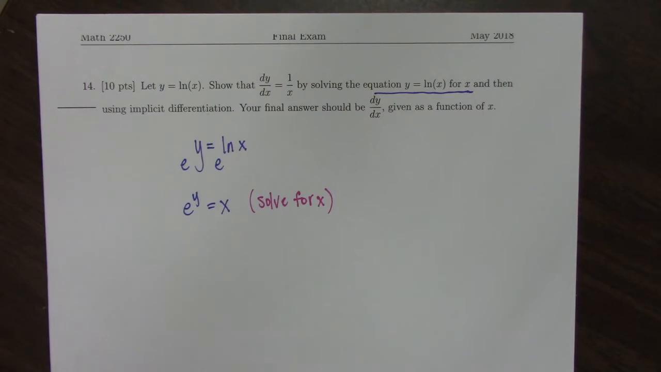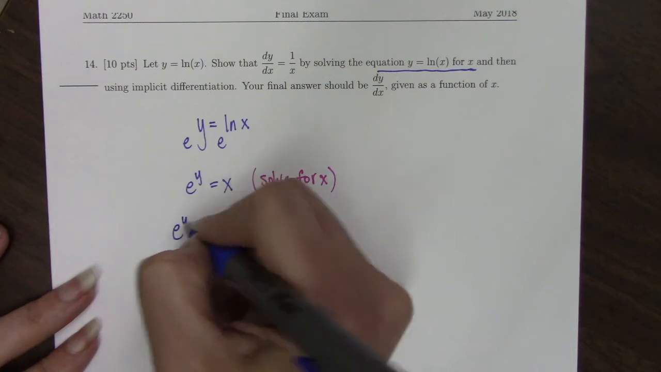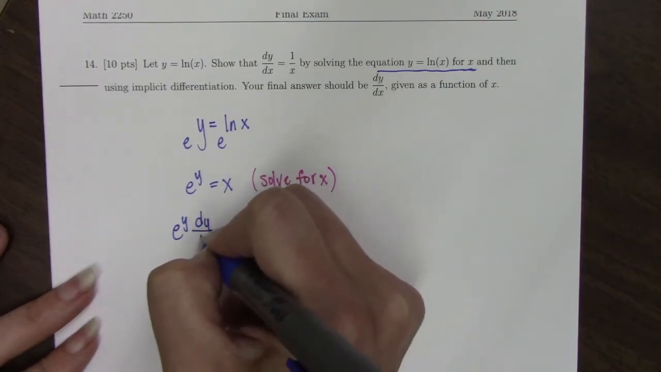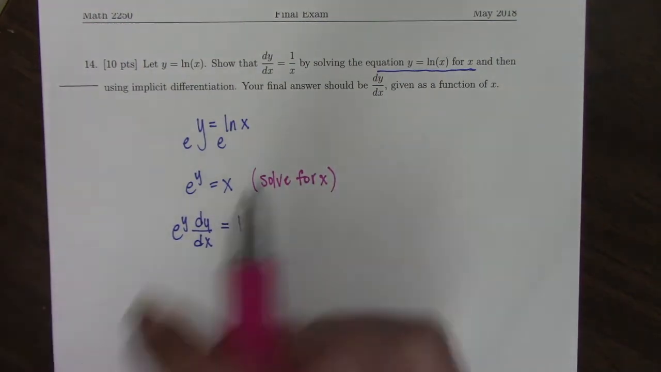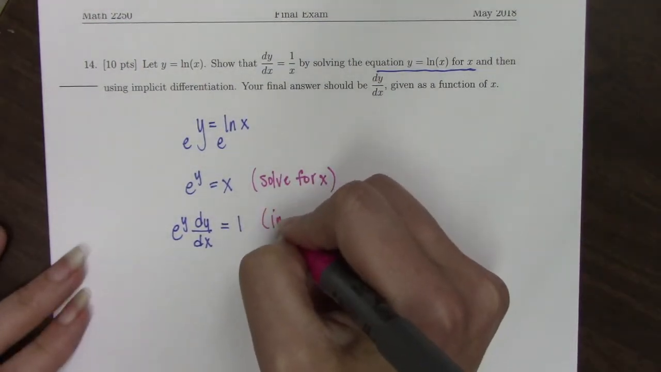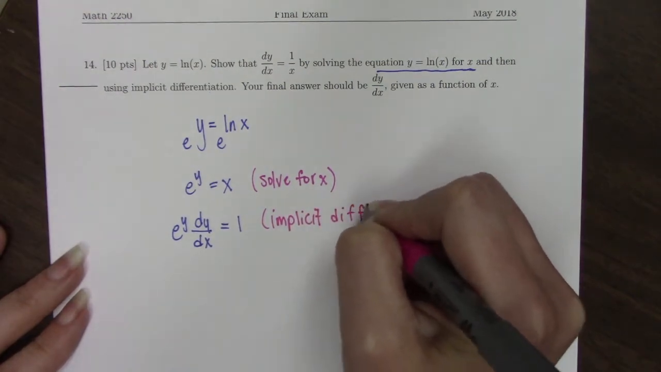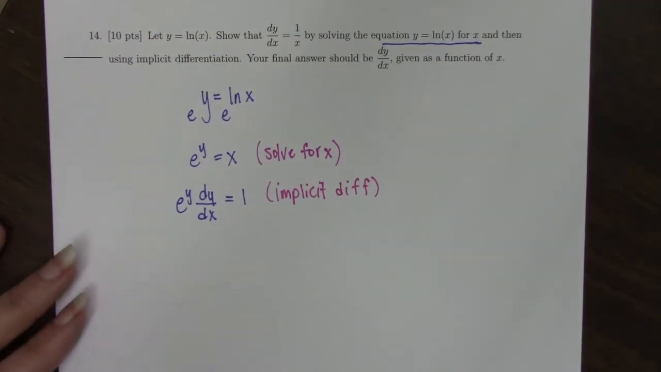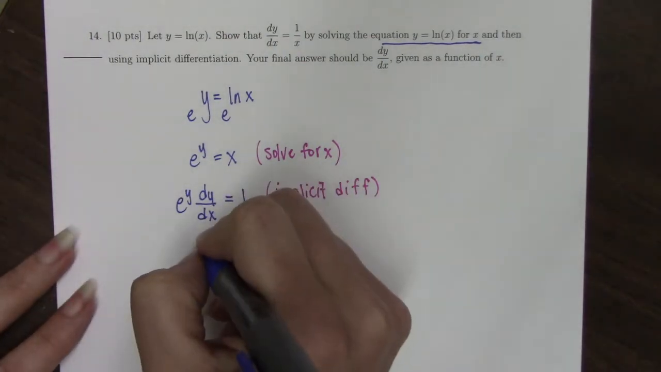Then it tells us to use implicit differentiation on this equation. So the derivative of e to the y is e to the y dy dx, and the derivative of x is 1. So this is our implicit differentiation step. Now we want to do algebra and solve this equation for dy dx.